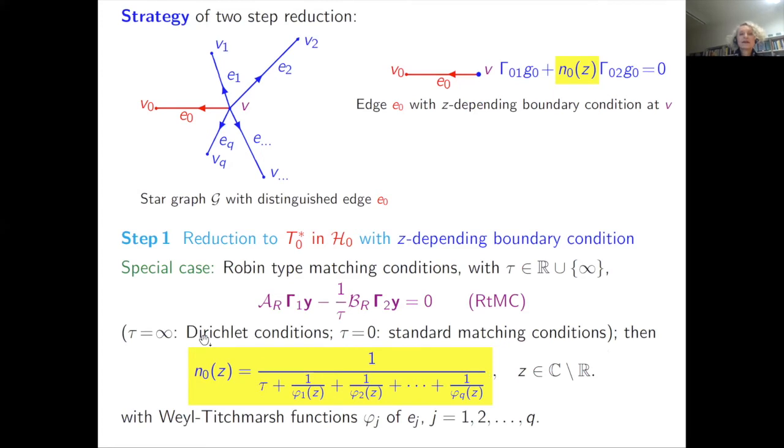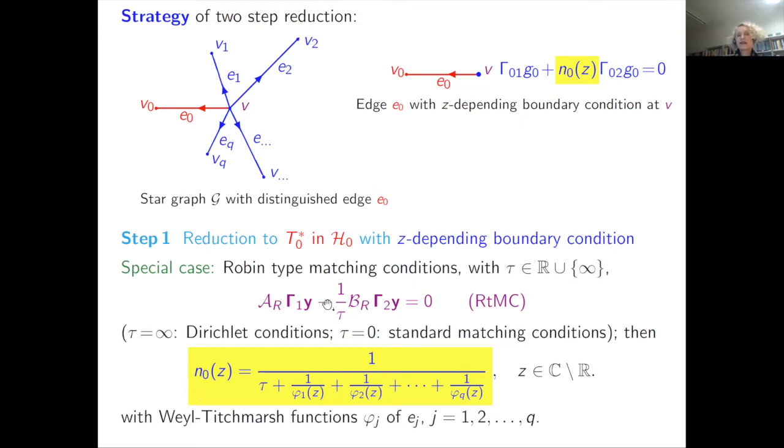Let's, for example, look at what you would know as Robin type matching conditions for these linear relations, or if you think of a concrete realization, what you would know as Robin type matching conditions. So these are these matrices describing the Robin type conditions, and here we have a parameter 1 over tau. I haven't written down the matrices, but tau equal to infinity corresponds to Dirac conditions, and tau equal to 0 to standard matching conditions. In this case, if you work out the formula that you saw earlier, then the N0 takes this particular form, actually much nicer and simpler.